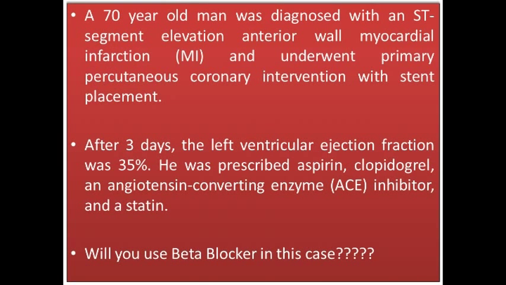Going further, these are two cases which were published, not recently, a few years back, in one of the famous journals, and the title said something on beta blockers. So there are two cases, and you need to decide for yourself. You need to go through the literature and then answer these questions, whether you want to put the patient on beta blockers or not. The first case is a 70-year-old man who was diagnosed with a ST segment elevation anterior wall MI, who underwent primary percutaneous coronary intervention with stent placement.